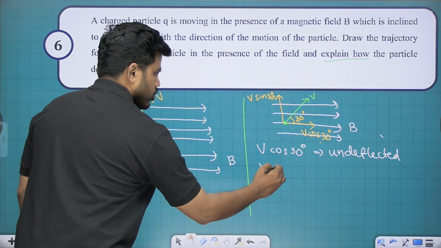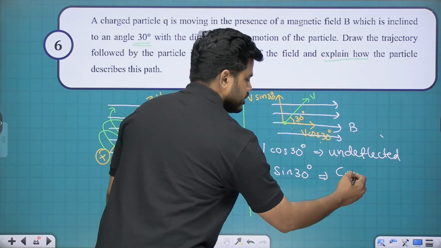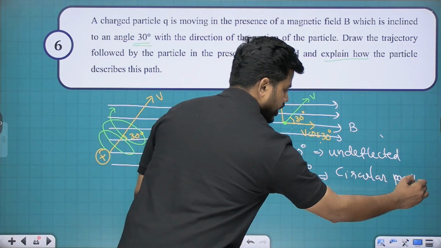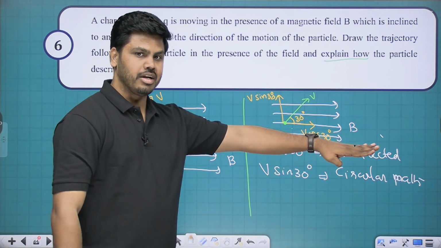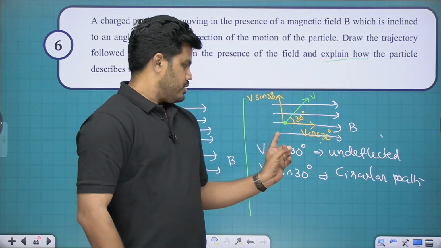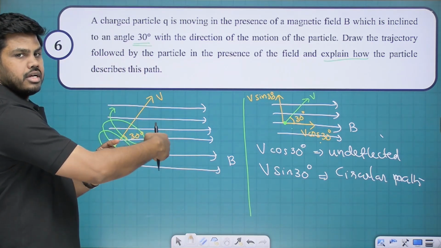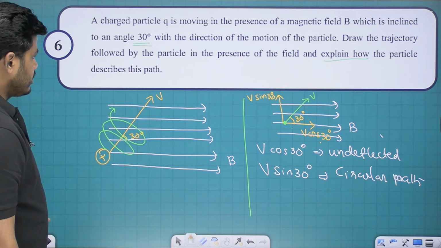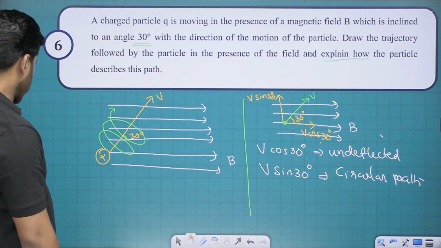At the same time, the V sin 30 component will force this charge to undergo a circular path. Why? Because that velocity was perpendicular to the magnetic field. Second case, theta is equal to 90. So the third case is a combination of the first and second. The combination of undeflected and circular path will be a helical path. That is how we explained it. Hope you remember. Question number 6. Now, moving on to the 7th one.